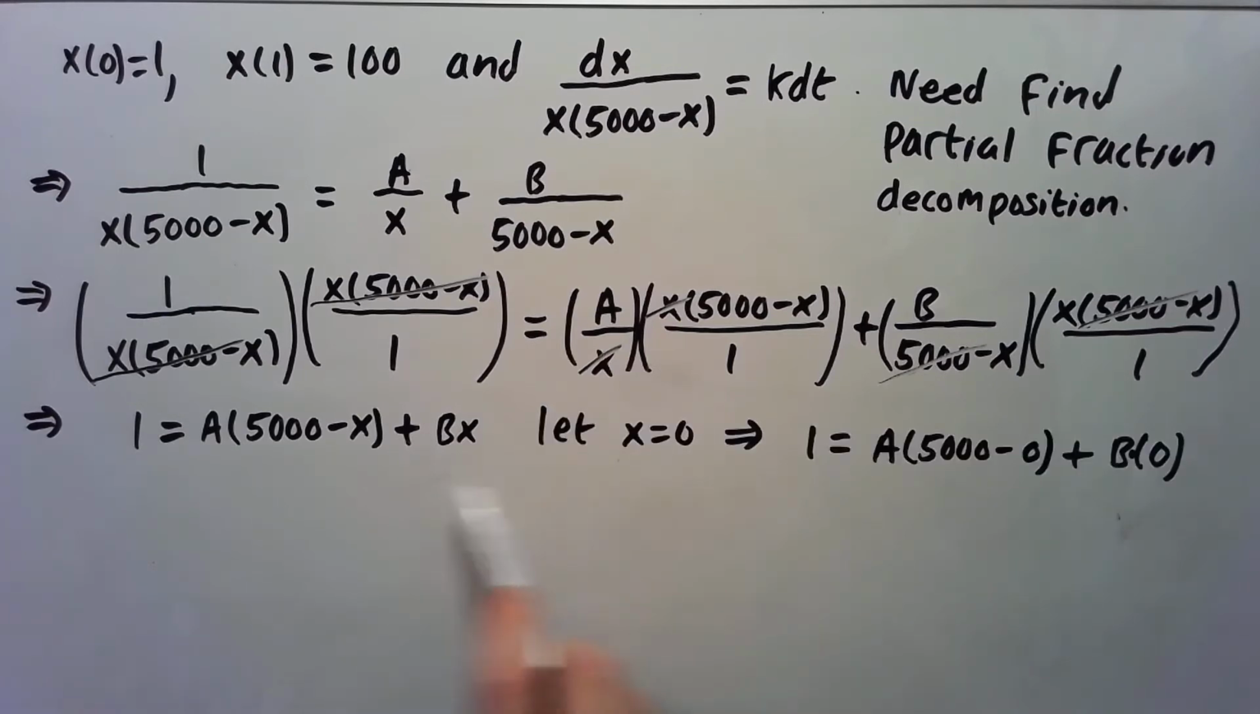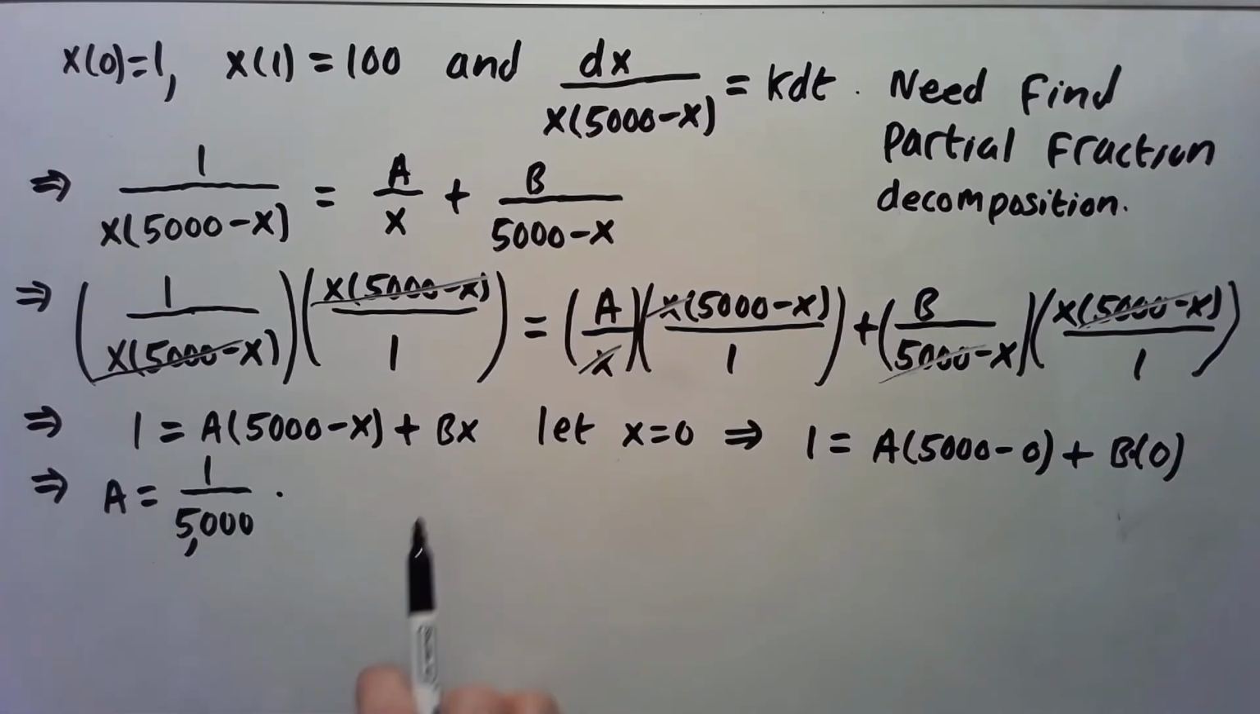Okay, so putting 0 in place of x here and here, we'll have 1 equals a over 5,000 minus 0 plus b times 0 at 0. So we can solve for a then. Looks like a will be 1 over 5,000.